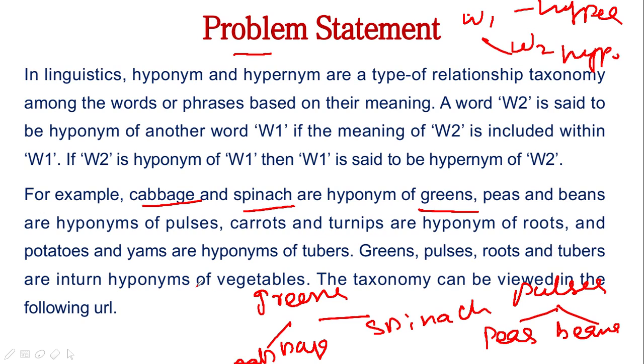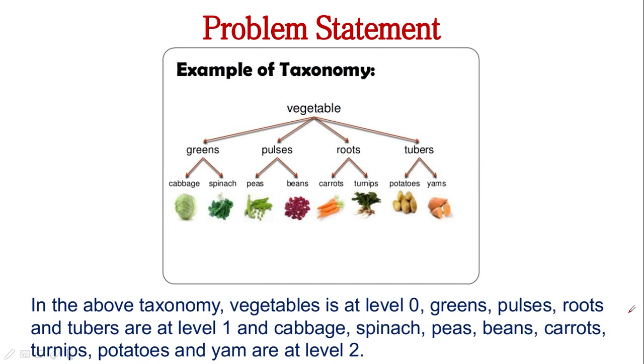And similarly you have potatoes and yams as hyponyms of tubers. So tubers is the hypernym, and we have potatoes and yams, because we know that a potato is a tuber. Similarly cabbage is a green, peas is a pulse, spinach is a green. Like this we have some kind of relationship between these words. Whichever is on top we call the hypernym, and whichever is at the bottom is called the hyponym. An example is given. When you have this structure, we call it a taxonomy.